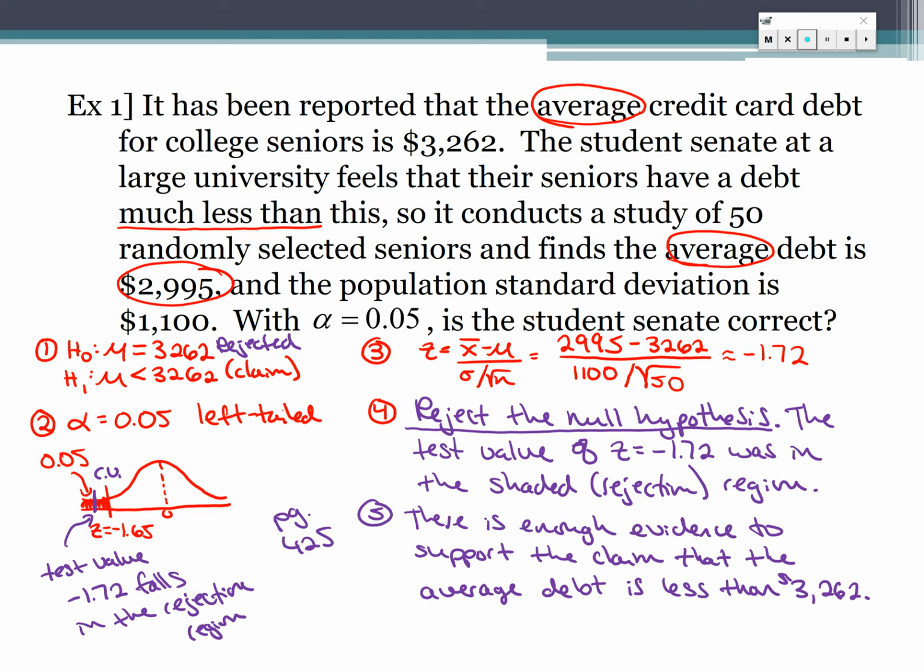So we do need all the steps. Yes, I do need a summary sentence. We do need to say if we're going to reject or not reject the null. We need those steps. We need to make sure we have all those steps.